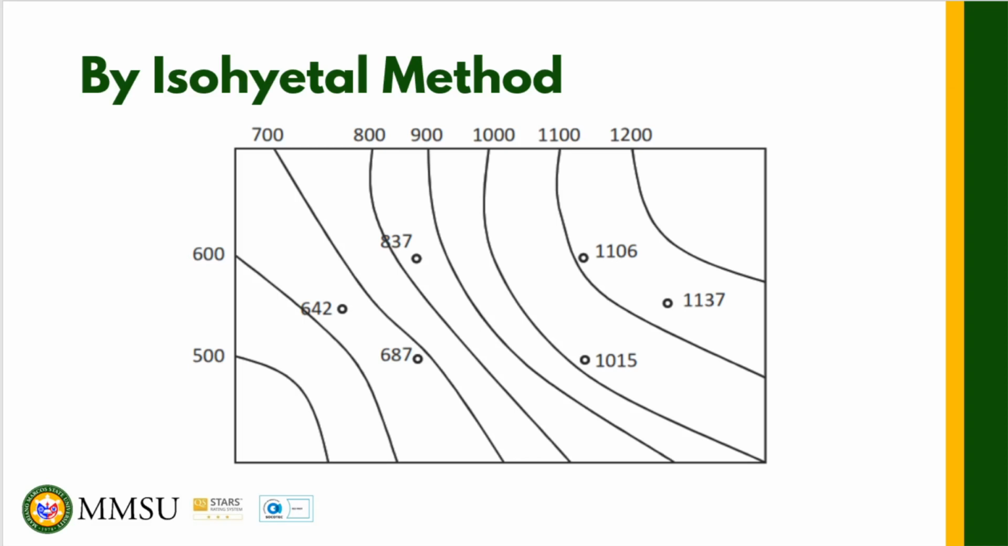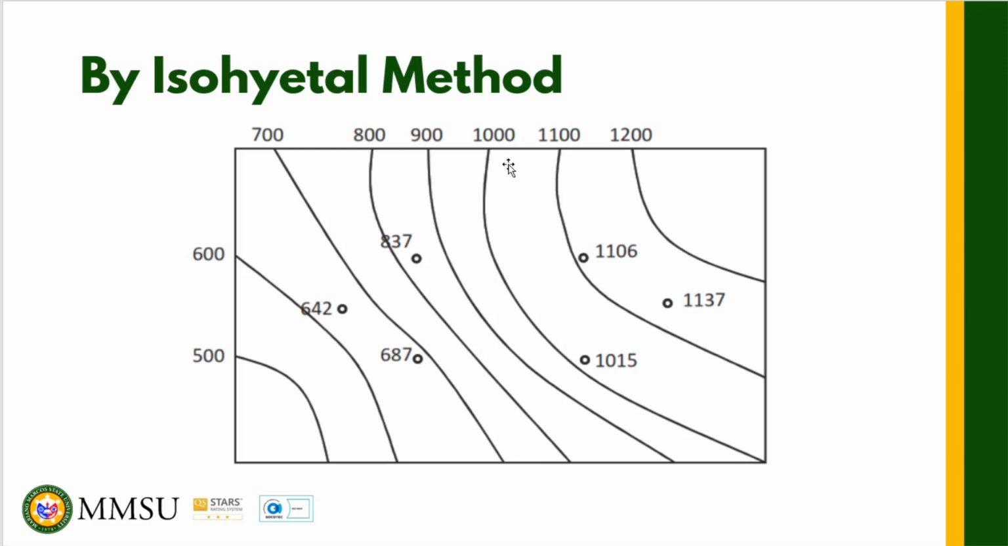Basically itong linya na to are called isohyets. Itong isohyet na to, this is 1,200. Ang ibig sabihin nito, lahat ng precipitation sa linyang ito ay 1,200 mm. Itong linya na to, this is 1,100 mm. As you can see, between 1,100 and 1,200, nandun dapat yung 1,106 at saka 1,137.